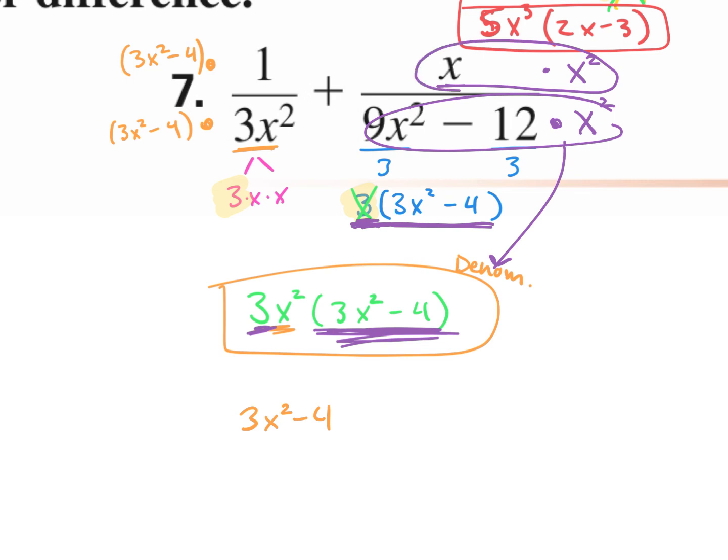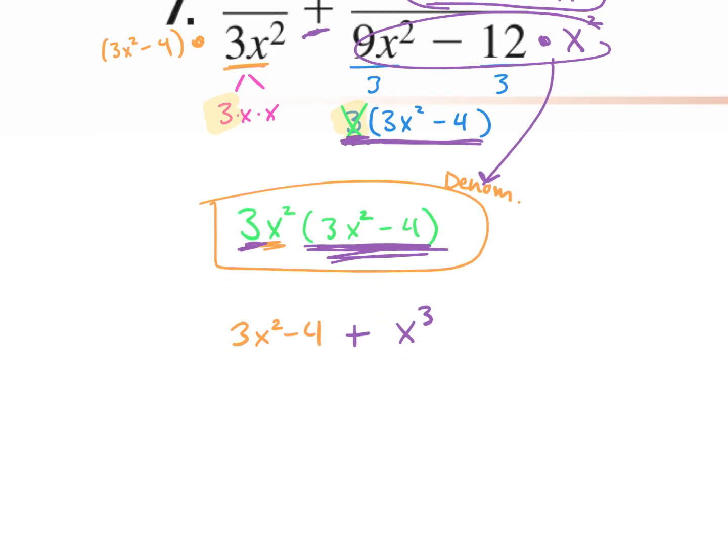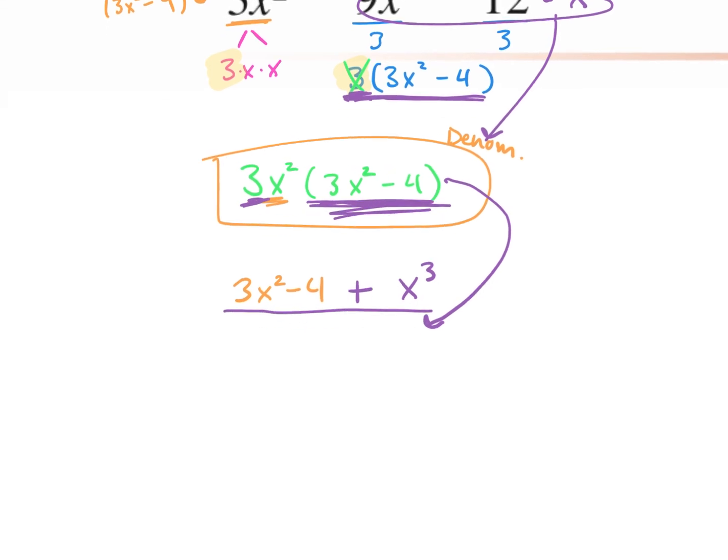We just need to multiply the top together. So what's x times x squared? x cubed. And we're adding here, so plus x cubed. This is our numerator, and this is our denominator. Can I simplify my numerator anymore? Can't simplify, but can I put it in standard form? x cubed plus 3x squared minus 4 over, what's our denominator?